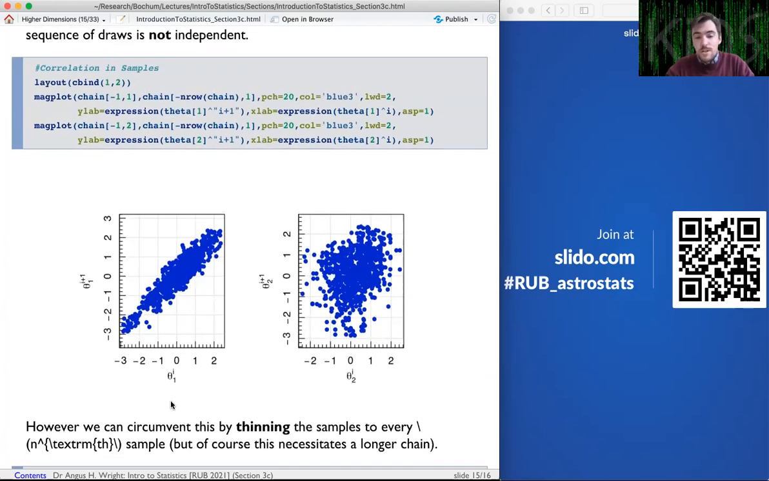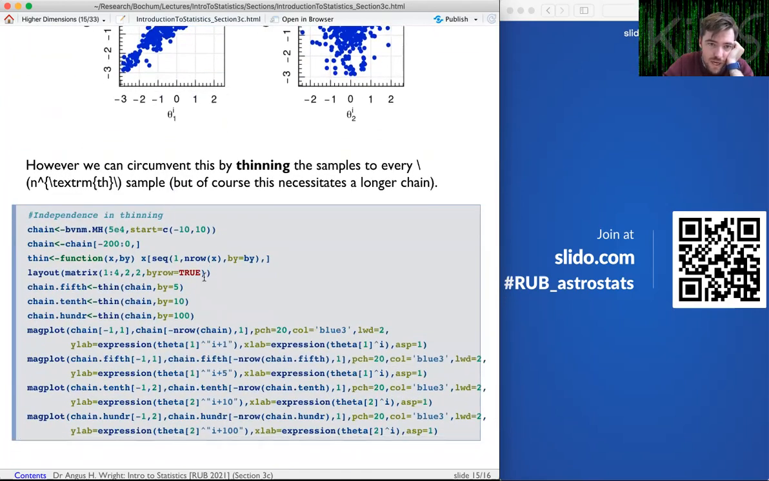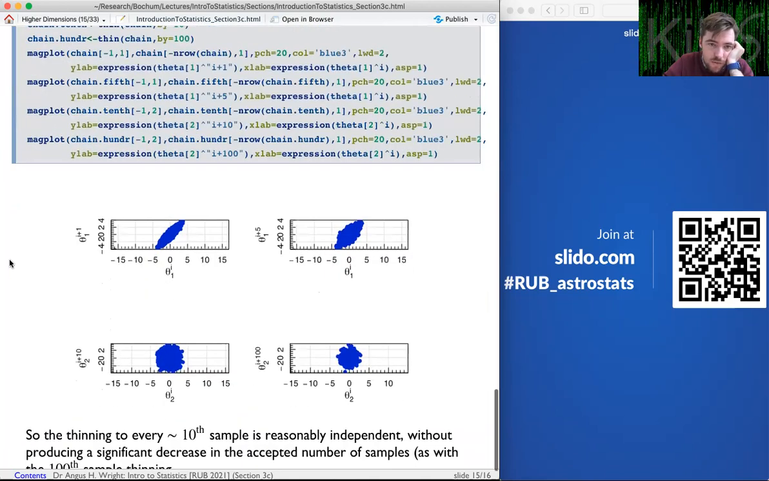And so what we do is we perform something called thinning. The way in which we get around this is we basically say, okay, there's a strong correlation here between the two parameters. What about between the ith parameter and the i+1th parameter? What about between the ith and the i+5th parameter? So that's this here. There's still some correlation. What about the i+10th? Well, that looks pretty uniform. That's pretty even. There doesn't seem to be any strong correlation there.